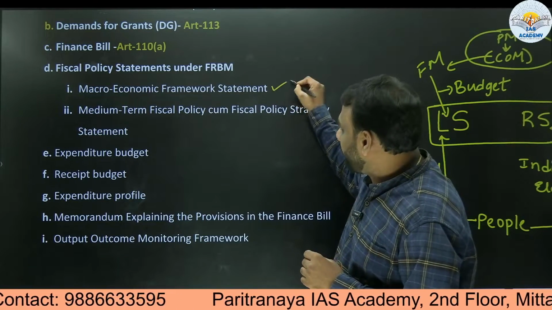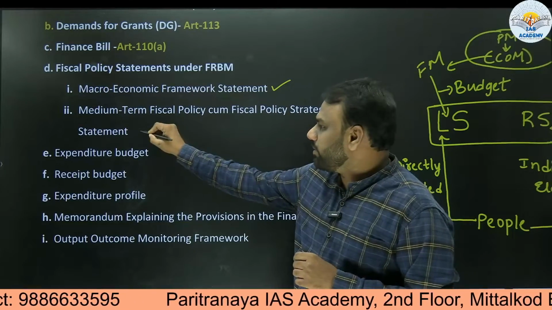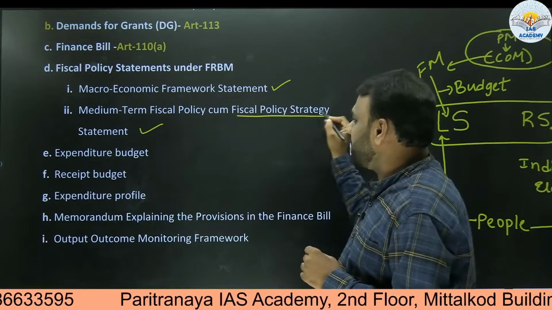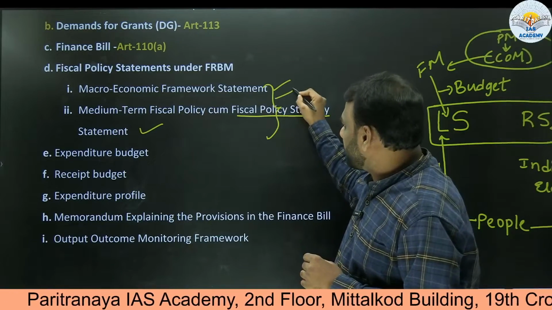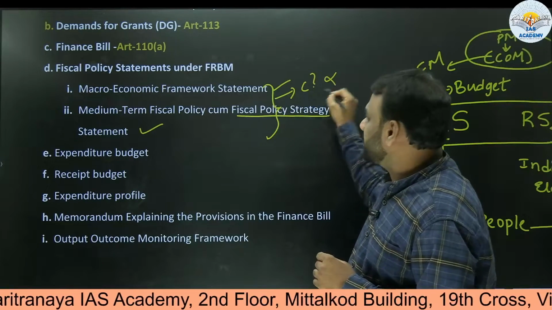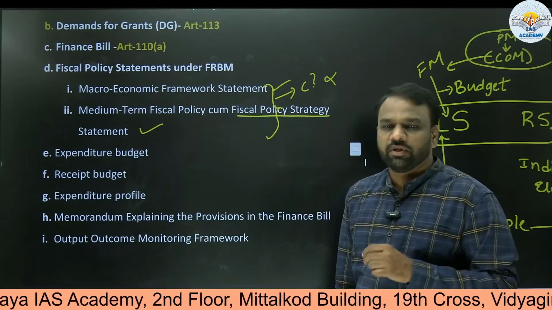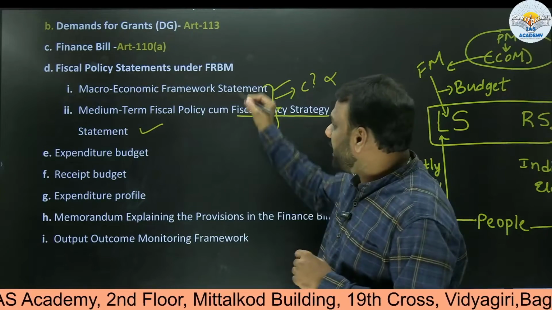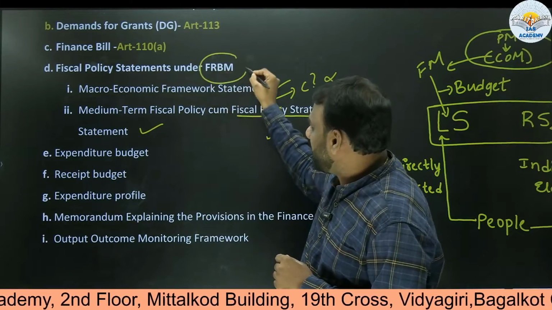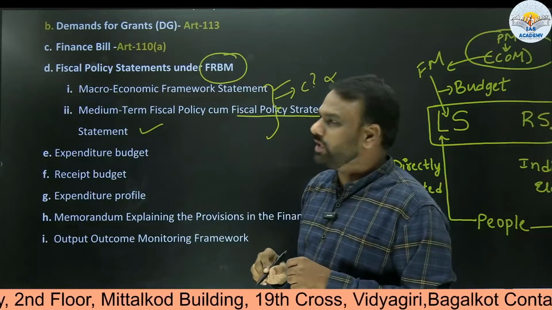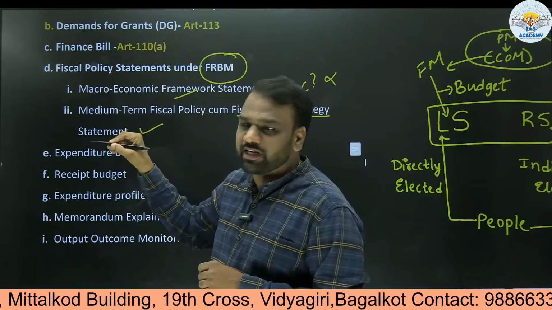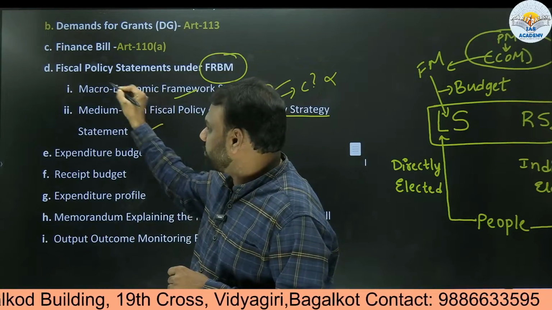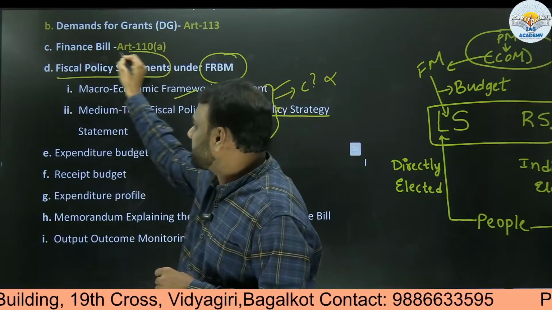They are the macroeconomic framework statement and the medium term fiscal policy strategy statement. Now, are these two statements present in the Constitution? No, these two statements are not present in the Constitution. Then where are they present? They are present in an act called the Fiscal Responsibility and Budget Management Act. So even these two statements are presented as part of the budget. So these are called fiscal policy statements.